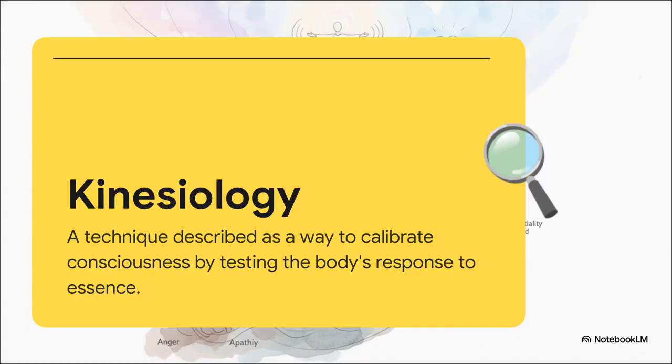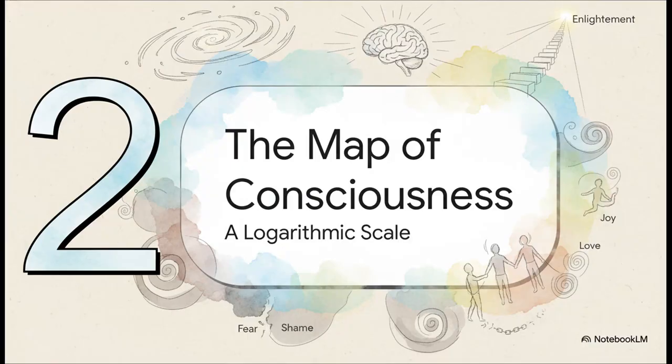So the author says they found a key to unlocking all this through a method called kinesiology. Now, in this specific context, it's used as a technique that supposedly taps into the human body's own built-in ability to tell truth from falsehood. And it's this very method that led to the creation of the map we're about to explore. Which brings us to the main event, the map of consciousness itself. So let's pull back the curtain and see how this whole hierarchy is supposed to work.